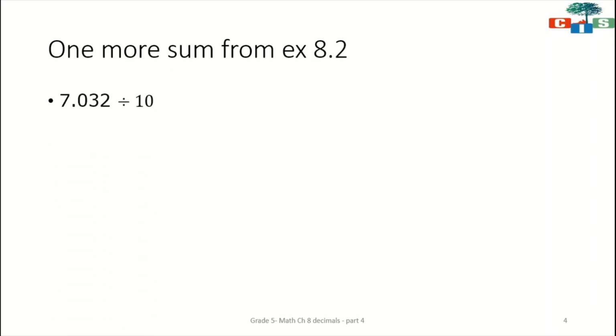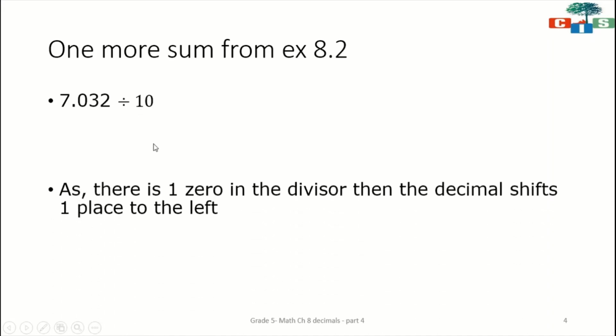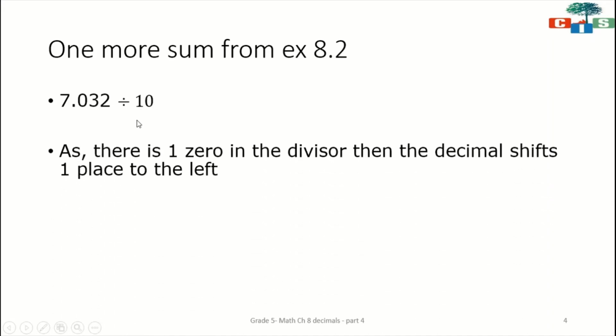Now scholars, one more sum we will see of this type, that is division by 10, and then we'll start with division by 100. This example is from our exercise only, that is 7.032 divided by 10. Again our first task is that we have to count the number of zeros in the divisor, and then we have to shift the decimal place. So here we have one zero in the divisor, then we will shift this decimal point only by one digit. Now here our decimal point is between 7 and 0. Now I have to shift this decimal point only by one place. So this decimal point will come in front of 7.